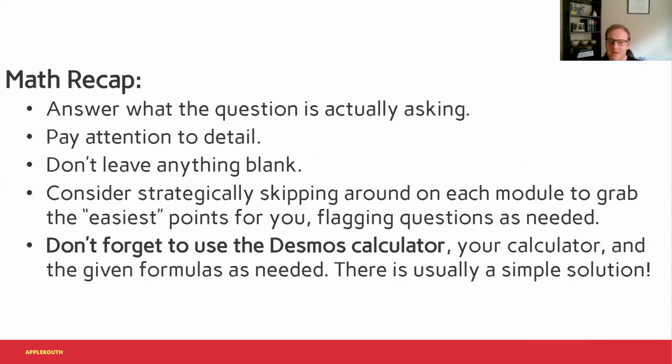And then skip around. I think this is more of a thing for verbal, but if you're stuck on trigonometry or something that you just know you're not going to get quickly, mark it for review and move on to something different. They do tend to get harder as they go in the section, but there's overlap, and what's hard for one person might not be hard for you. And then just know there's usually a simple solution between your calculator, Desmos, the formulas. There's usually a very easy way to solve.